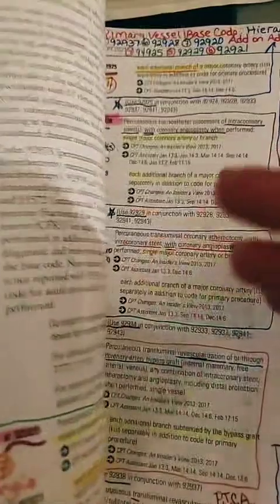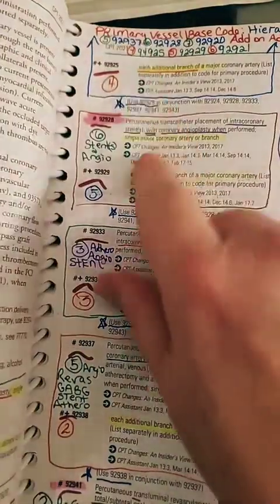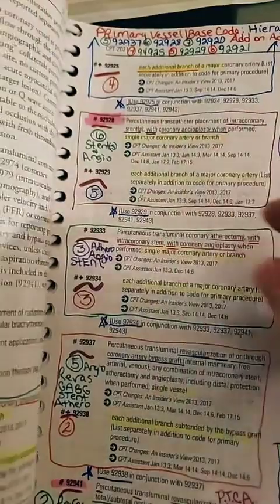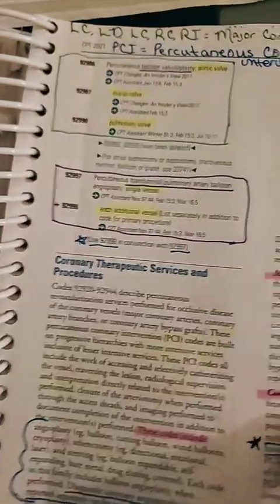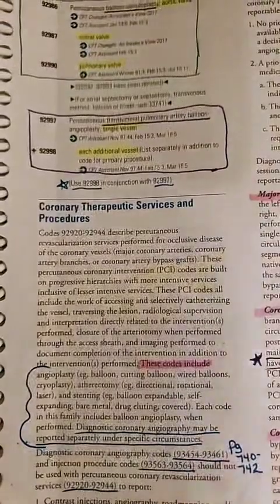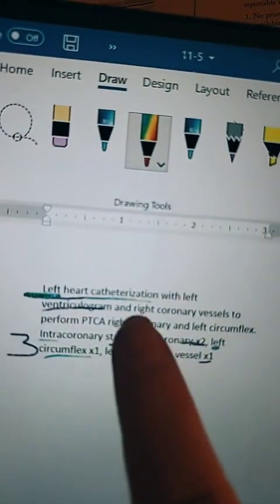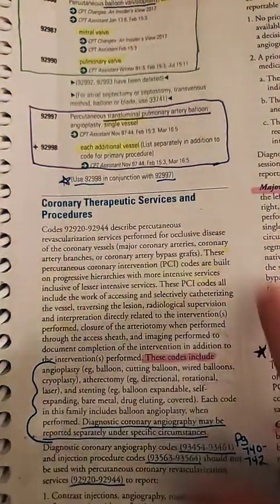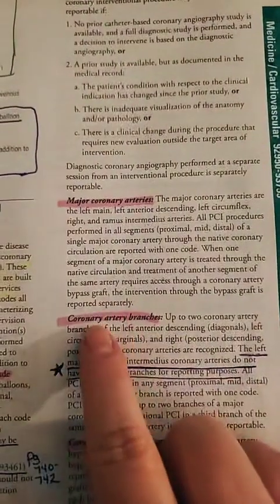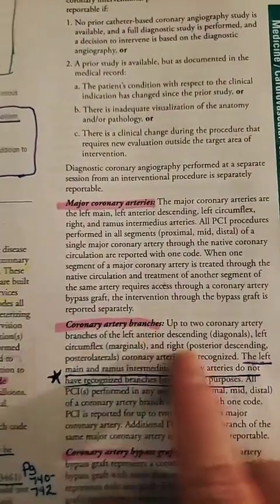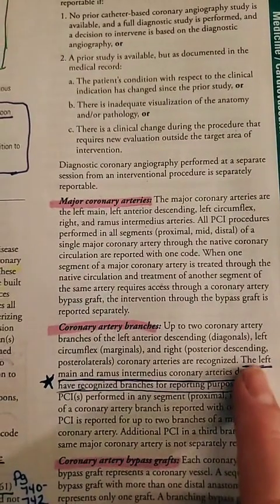And I'm going to show you in your guidelines. Please turn to 725. So what we were doing was this thing, our test question, right coronary vessel, okay? We were doing a ventriculogram on the right coronary vessel. In your guidelines, you've got coronary artery branches right here, 3rd sentence down.